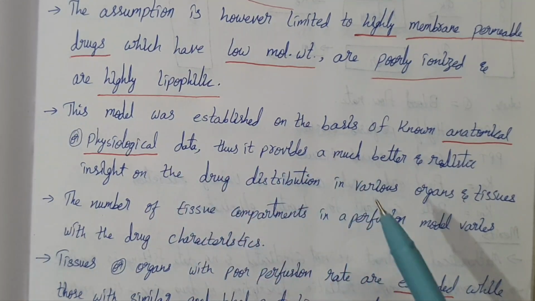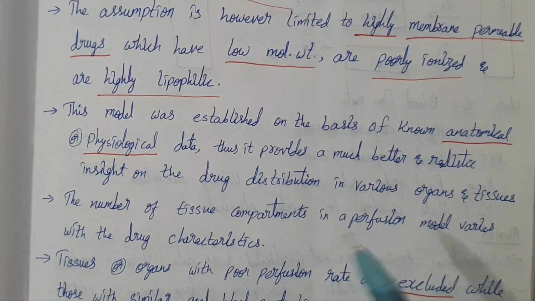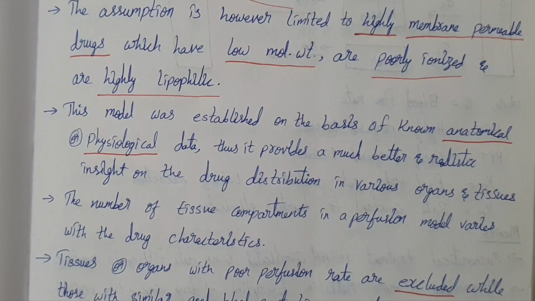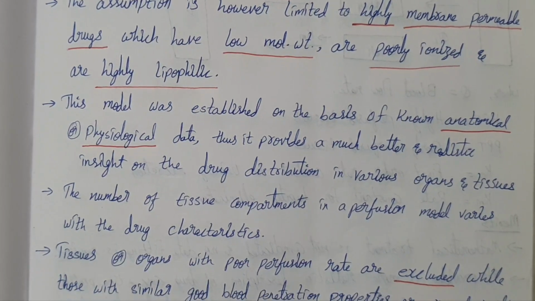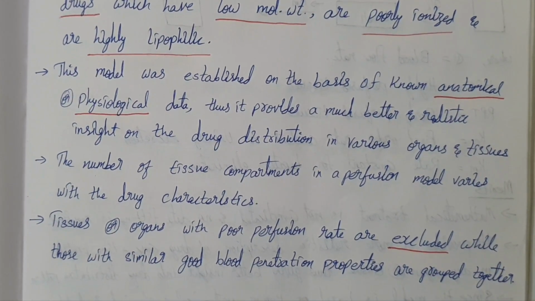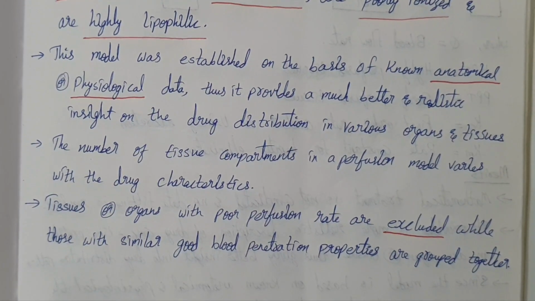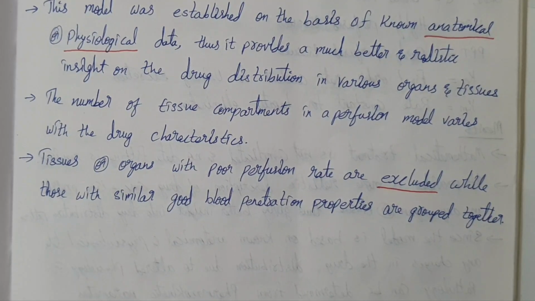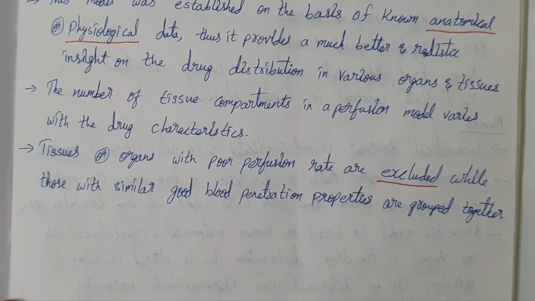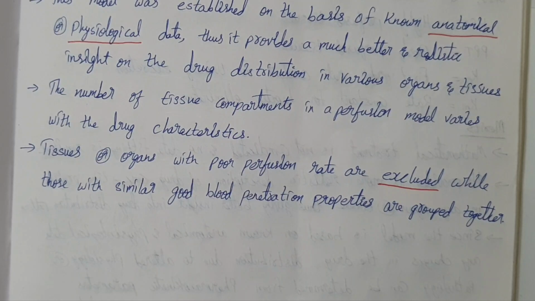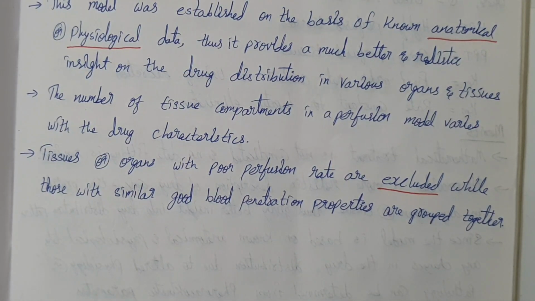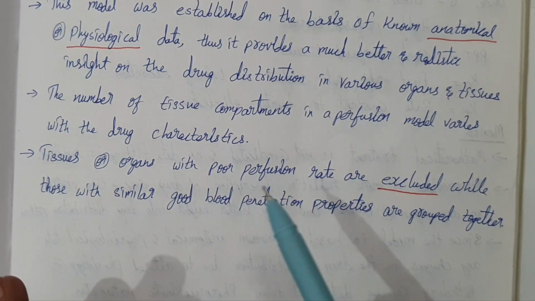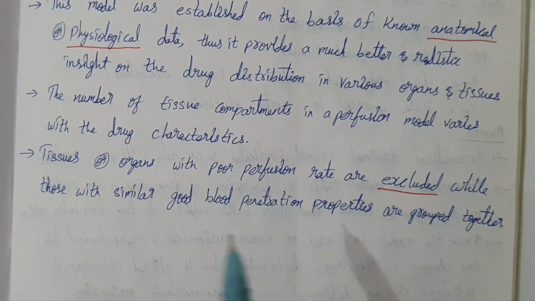This model considers actual organs and tissues in the body. Different compartments are assigned to organs depending on how well blood reaches them. First one is HPT, highly perfused tissues like heart, liver, kidneys, and lungs are grouped together. Then we have PBT, poorly perfused tissues like muscles, skin, and fat are grouped together. Organs with very low blood flow might even be excluded.